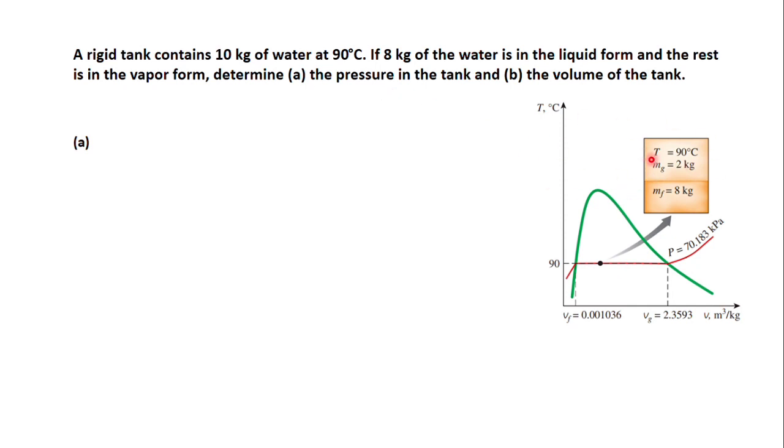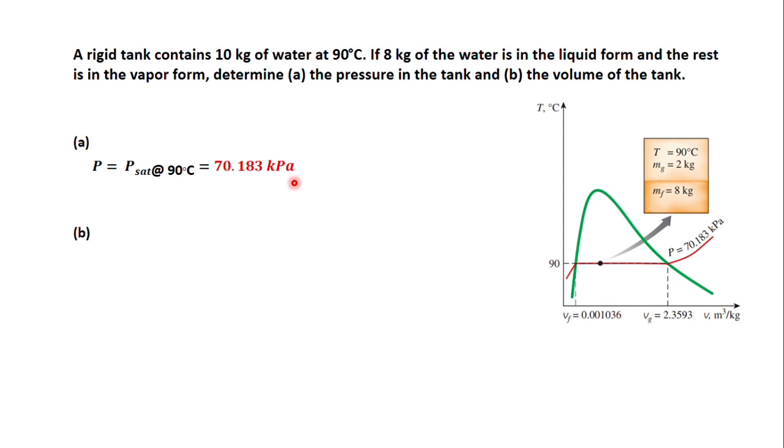Since the two phases coexist in equilibrium, we have a saturated mixture, and the pressure must be the saturation pressure at a given temperature. So the pressure is equal to the saturation pressure at 90 degrees Celsius. From Table A-4 of our property table, we can obtain the value of pressure, which is 70.183 kilopascal at 90 degrees Celsius. So for letter A, the pressure in the tank is 70.183 kilopascal.